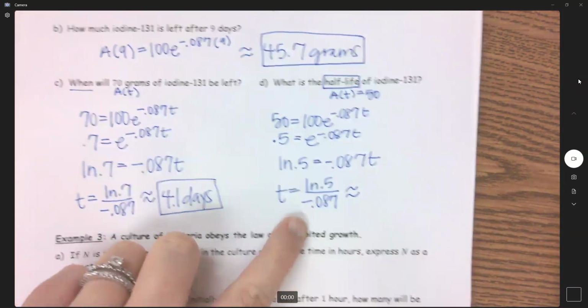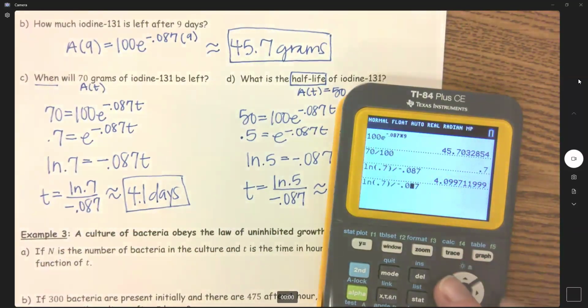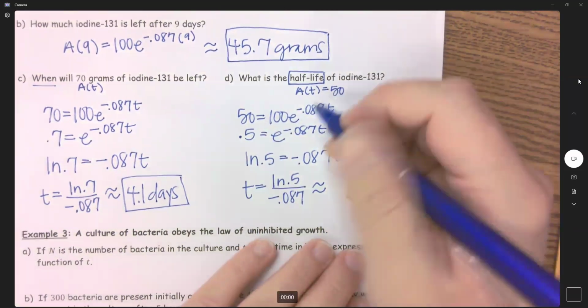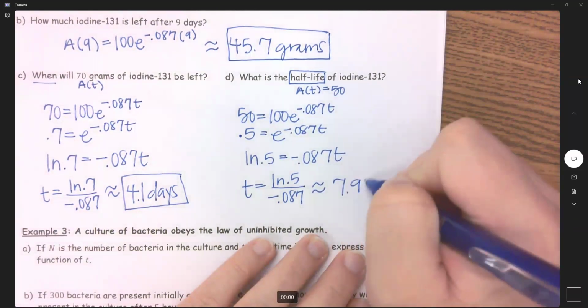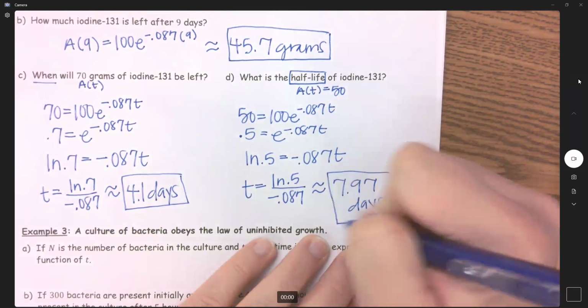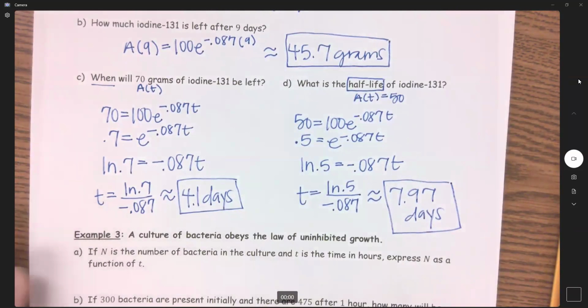So that's my exact, but that doesn't tell me time. I'm actually just going to come up here and edit this to a 0.5, and that's roughly 8 days would be fine. I'm going to go 7.97. My MyMathLab will, of course, tell you how to round. So we're just kind of winging the rounding here.